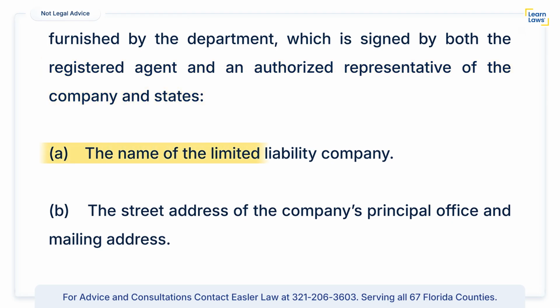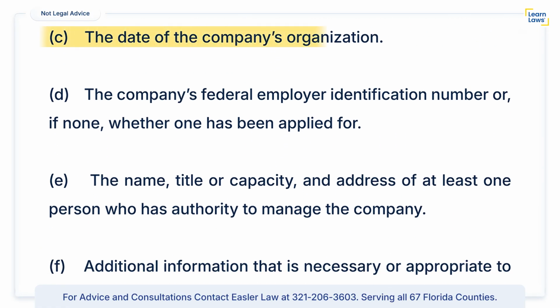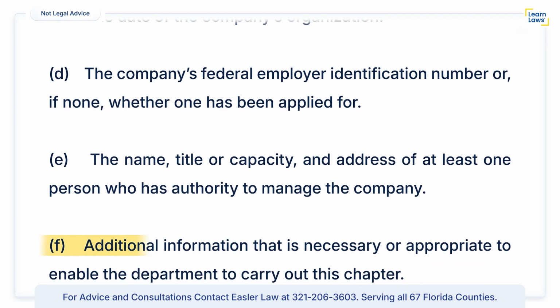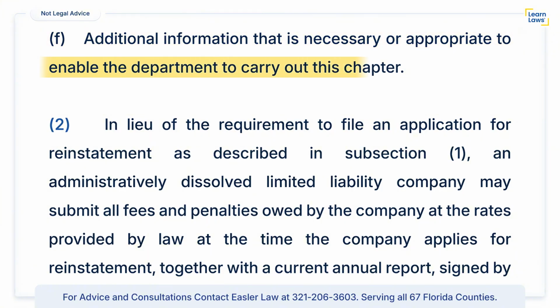The name of the limited liability company. B. The street address of the company's principal office and mailing address. C. The date of the company's organization. D. The company's federal employer identification number, or, if none, whether one has been applied for. E. The name, title, or capacity and address of at least one person who has authority to manage the company. F. Additional information that is necessary or appropriate to enable the Department to carry out this chapter.